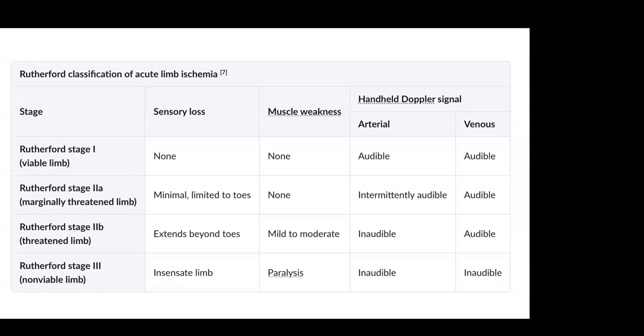Stage 2B will extend sensory loss beyond the toes with mild to moderate muscle weakness and inaudible arterial and audible venous Doppler. The last stage is the non-viable limb, wherein there is no sensation in the limb, there is paralysis, and both arterial and venous Doppler signals are inaudible.